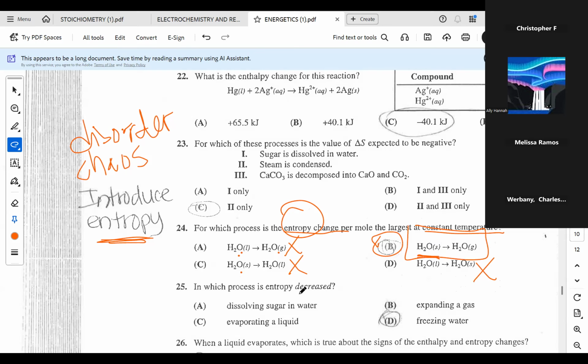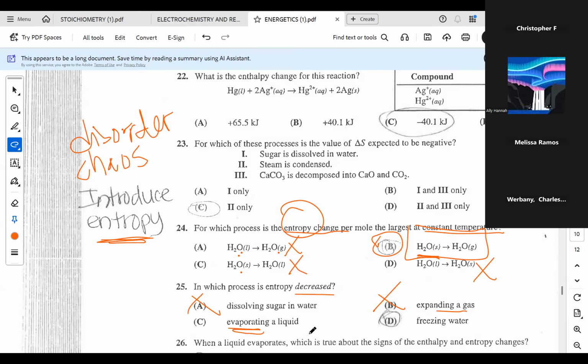If we decrease entropy, we're now making something more ordered. Let's see. In which process does entropy decrease? So we want things to become more ordered. If I dissolve sugar in water, that's chaos, right? My water and my sugar by themselves are more ordered, and then I mix them together. Let's see here, expanding a gas. We talked about gases, they will expand to fill their container. If the gas was in a smaller volume, it's more ordered, more contained, but then we expand it, more chaos can occur. So that would be an increase in chaos.